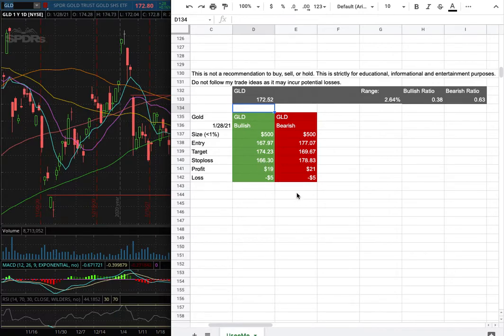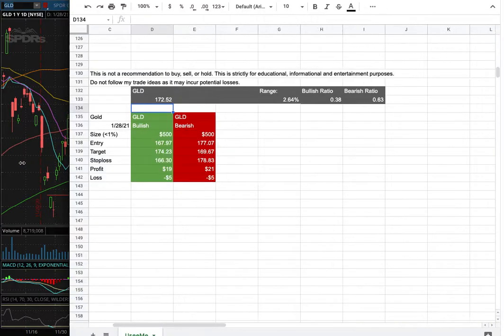$166.30. However, if I were to enter a short position, my entry price is at $177.07, and my sell target for it is at $169.67. My stop loss is at $178.83. So whichever entry price were to hit first, that'll be my position of the week.